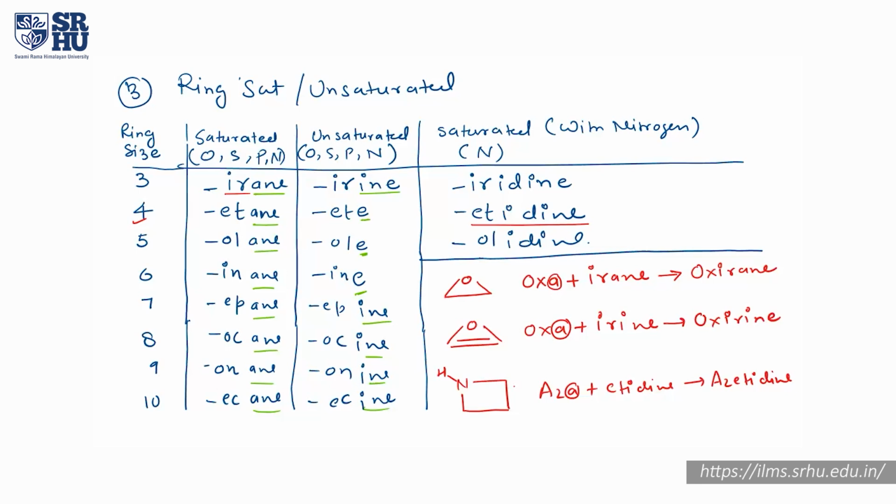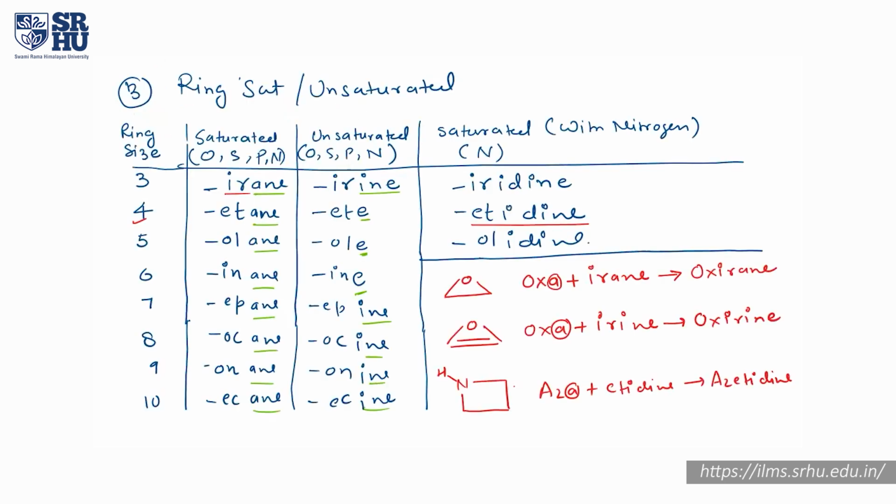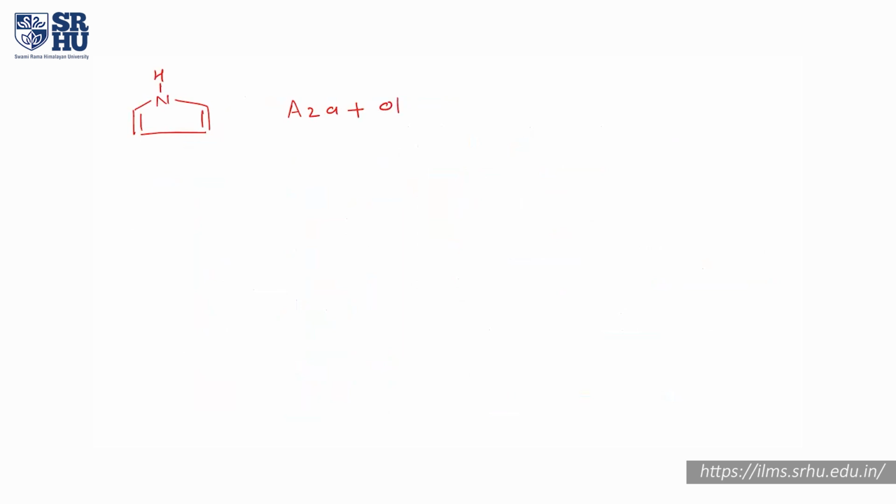Let us say we are having N, unsaturated with nitrogen. Because this is an unsaturated ring having nitrogen, the word aza is used, and we are having a 5-membered ring and unsaturated, so we have to use the word ole, and the A will be removed and we will get azole. So azole is the name. Its common name is pyrrole. We will take it later on.